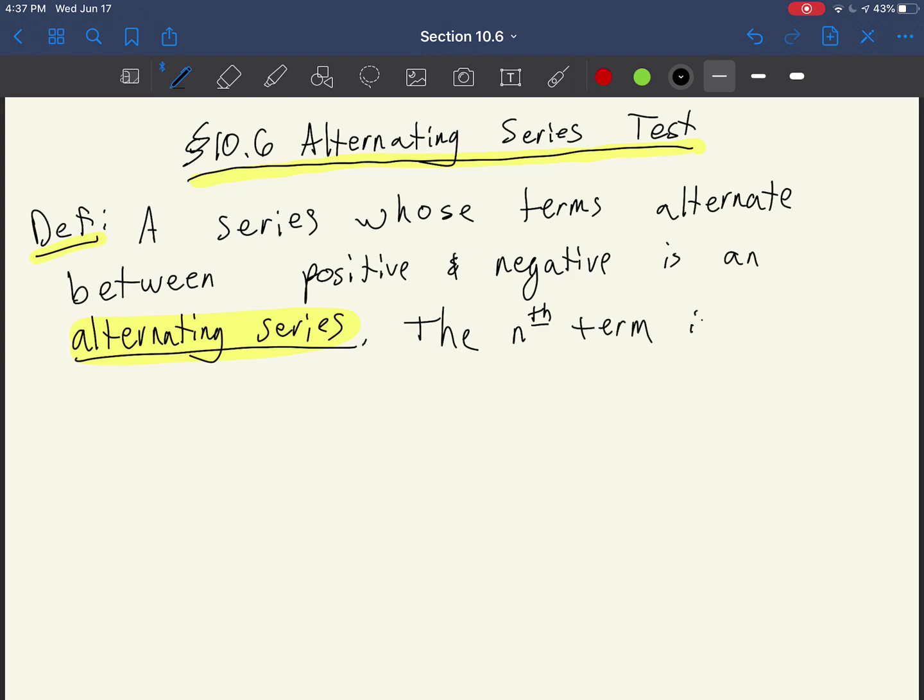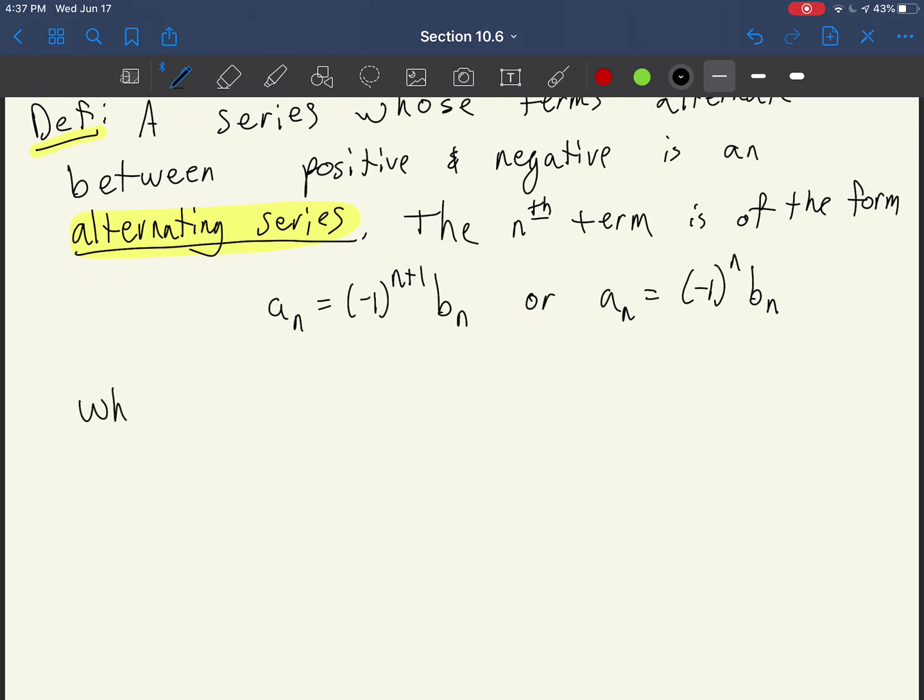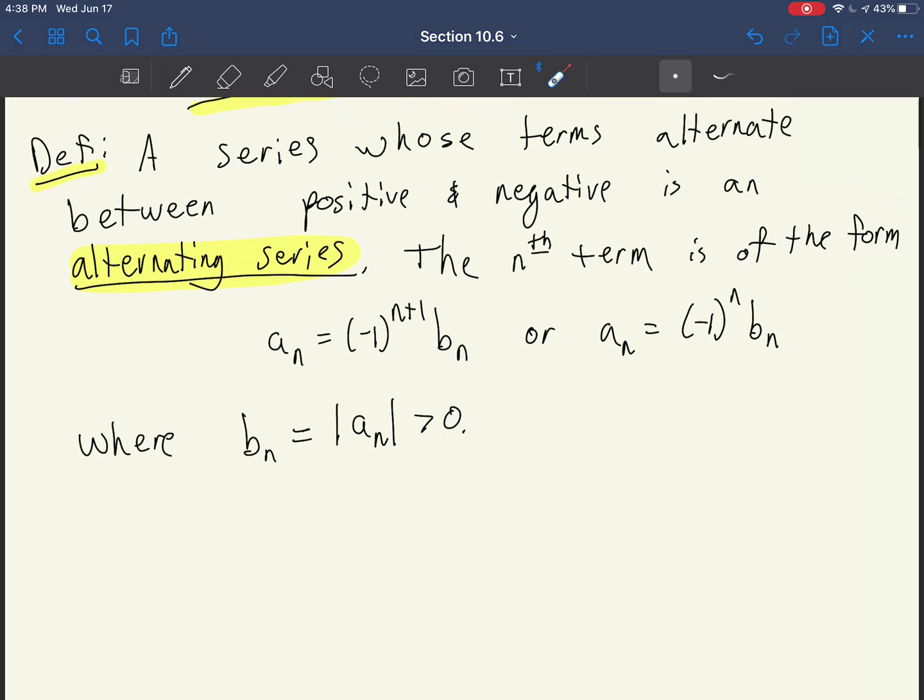The nth term is always of the form an equals negative 1 to the n plus 1 times bn, or an equals negative 1 to the n times bn, where the sequence bn, the absolute value of an, is always positive. In other words, an alternating series will always have a negative 1 to some exponent, and we can always reduce that exponent to either n or n plus 1.